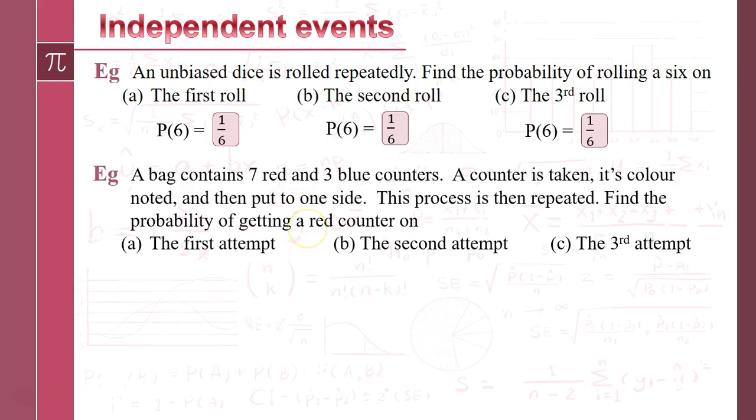As opposed to a situation where we've got now with red counters and blue counters, and again this is something you'll be familiar with from GCSE. So we want the probability to get the red counter on the first attempt. Well, clearly we've got 7 counters out of the 10, so that's going to be 7/10.